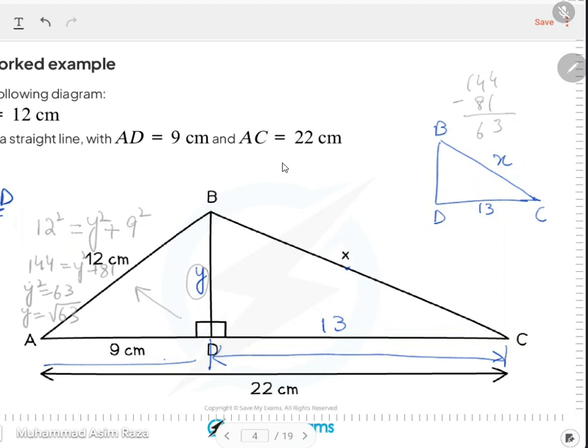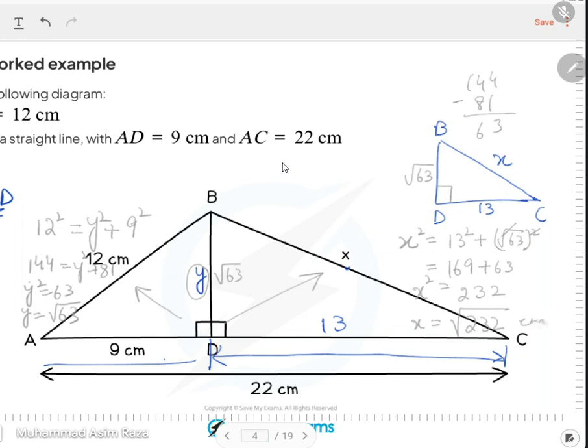Did you understand that? So this length is root of 63. And now if we want to find out the value of x, x is also in front of 90 degrees, so it is also hypotenuse. So x square is equal to 13 square plus root of 63 square. This will cancel out, and we will have 169 plus 63, which is 232, equal to x squared. And x will be equal to root of 232 centimeters.